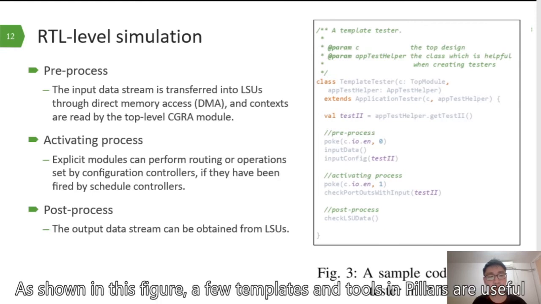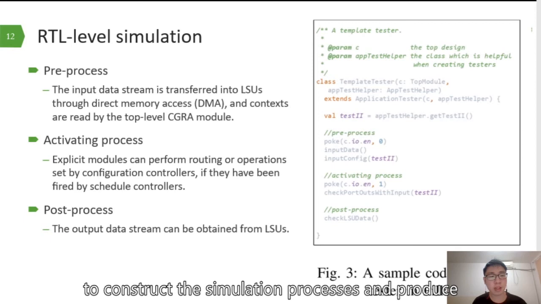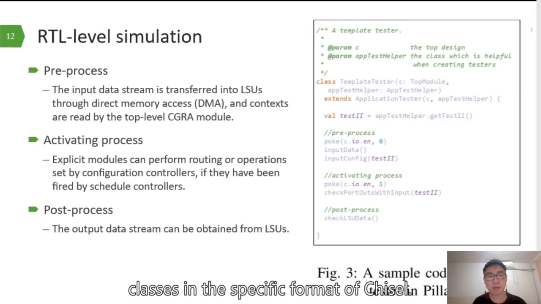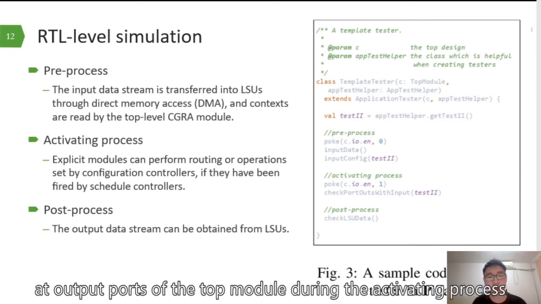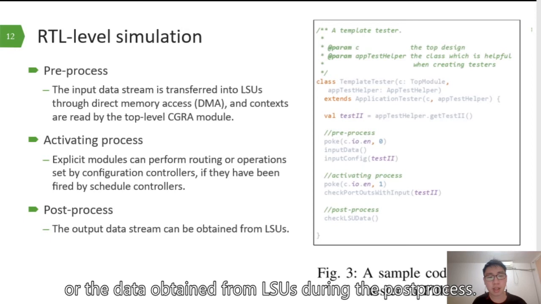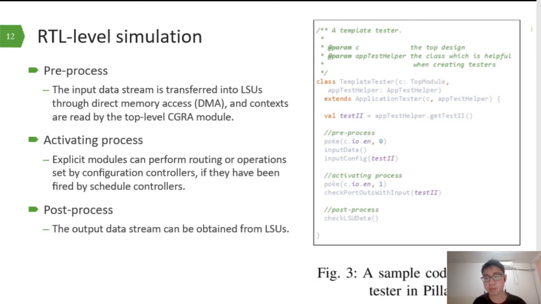As shown in this figure, a few templates and tools in Pillars are useful to construct the simulation process and produce classes in the specific format of Chisel. The expected behaviors of CGRA can be verified at the output ports of the top module during the activating process, or the data obtained from LSU during the post-process.